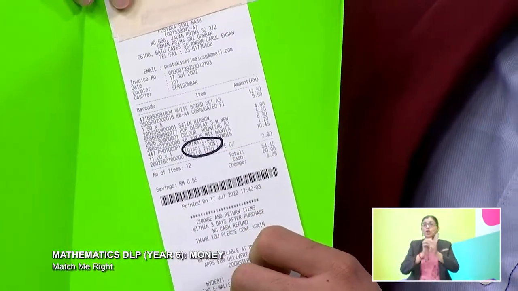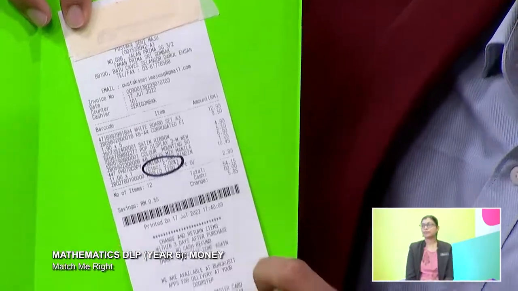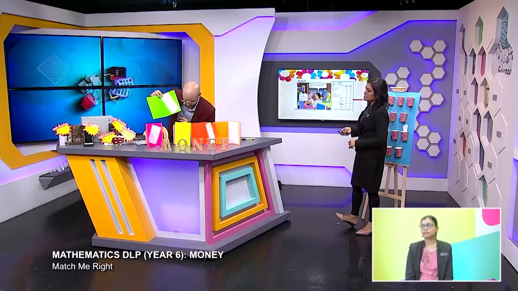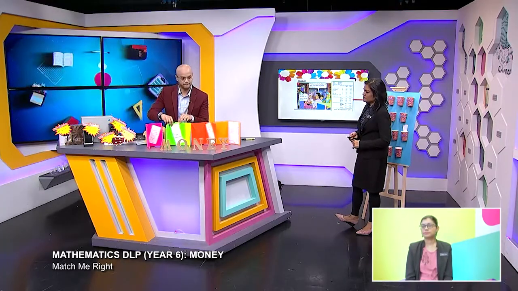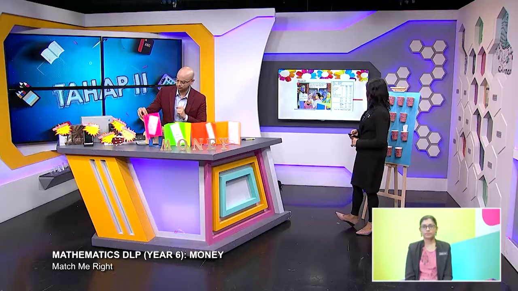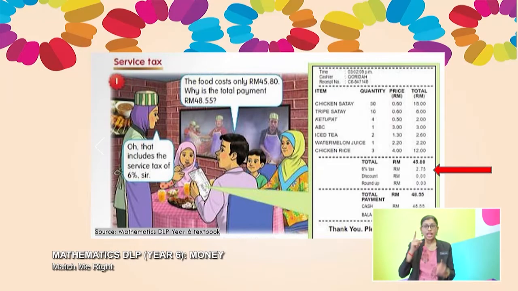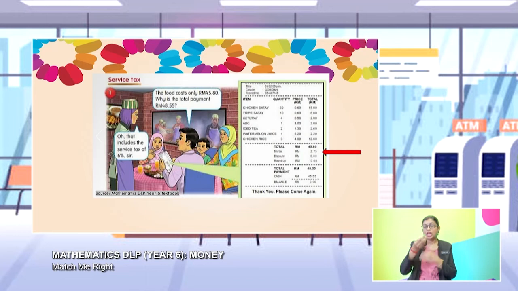Okay, next we move on. You can see it here. In the screen shown, there is a service tax. The food costs only 45 ringgit 80 cent. Why is the total payment about 48 ringgit and 55 cent, Sean?